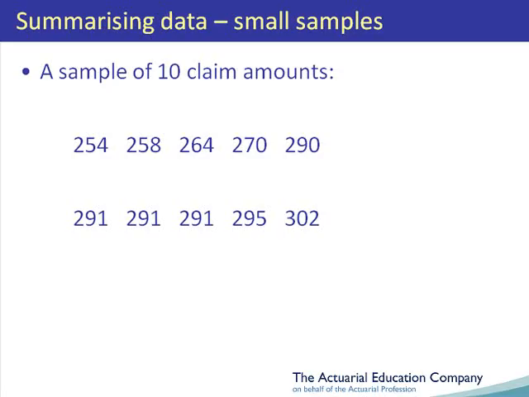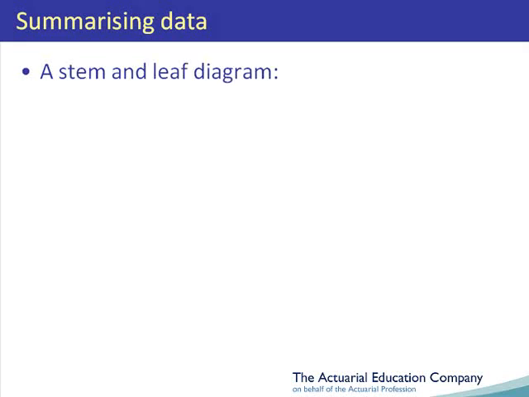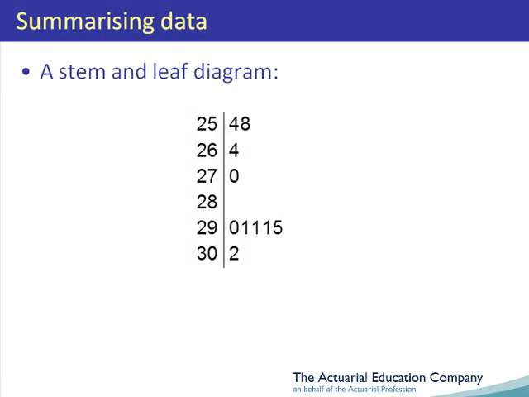Again, we wish to summarize these data in a way which makes clear their important features. One way in which we can classify these data is to draw a stem and leaf diagram. We use the tens and hundreds digits of the figures to form the stems, and the units digits to form the leaves of the diagram. The result is shown here. A diagram like this may help us to see where the main part of the claim amount distribution actually lies.